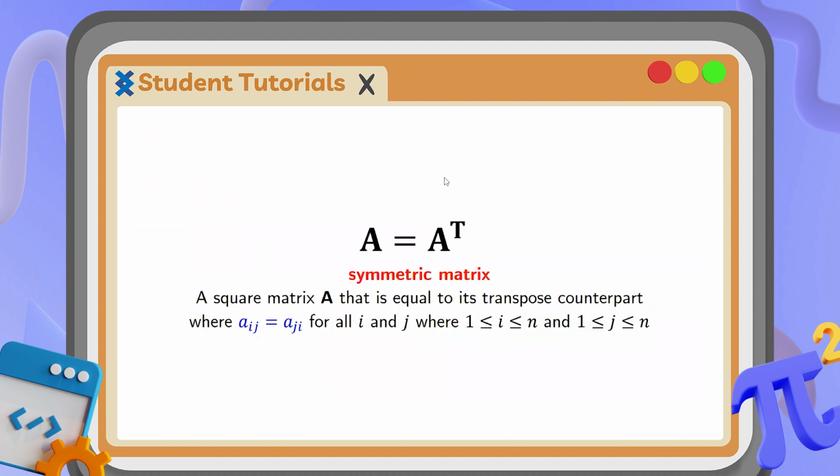Then we have a symmetric matrix, which is a square matrix A that is equal to its transpose counterpart, where A sub ij is equal to A sub ji for all i and j, where i is from 1 to n and j is from 1 to n. So, for it to be a symmetric matrix, it needs to be first a square matrix.